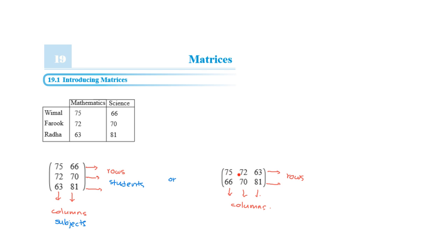Here what you have in rows? Subjects, and columns what you have? Students. I write it here in rows, you have subjects, and in columns you have students. Okay. These are the two ways that you can represent this table as matrices.